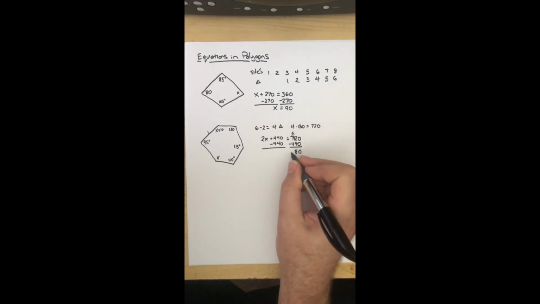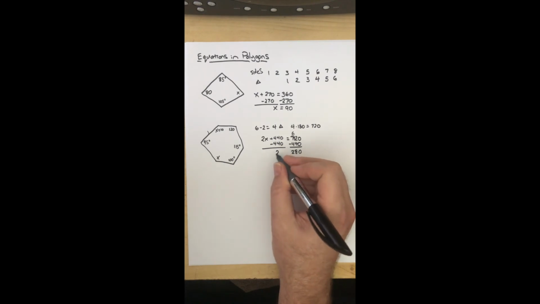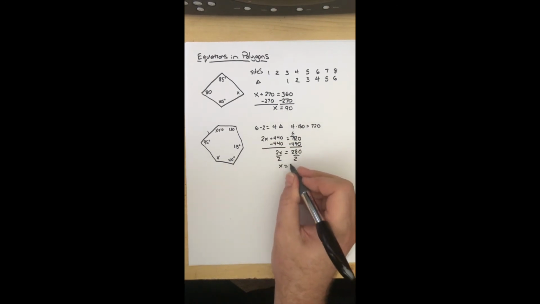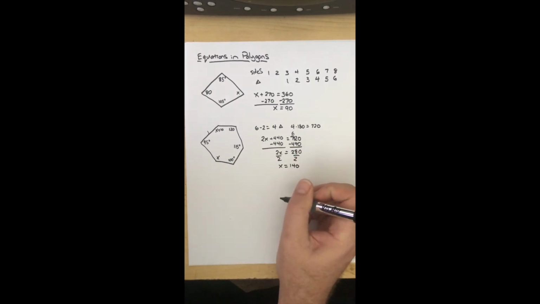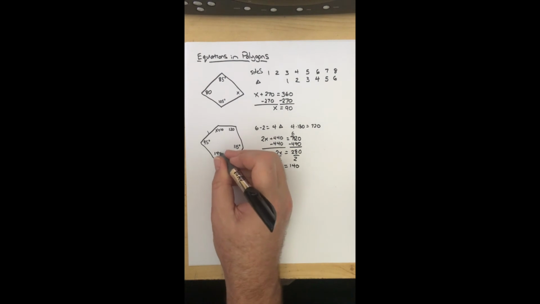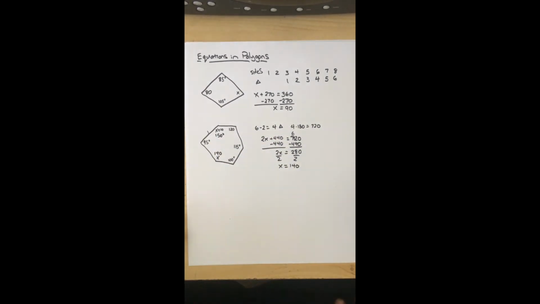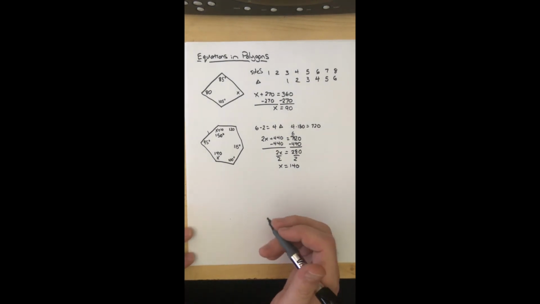There's 80 and there's going to be 280. We're going to divide that. That's always the last step if there's a coefficient here. Get 140. So this is 140 right there. That's 150 right there. Isn't this just fun?